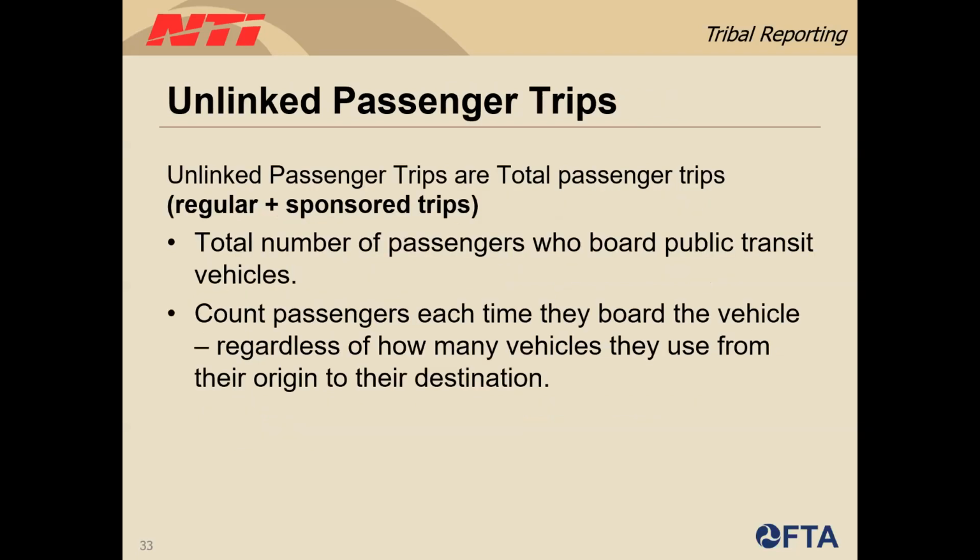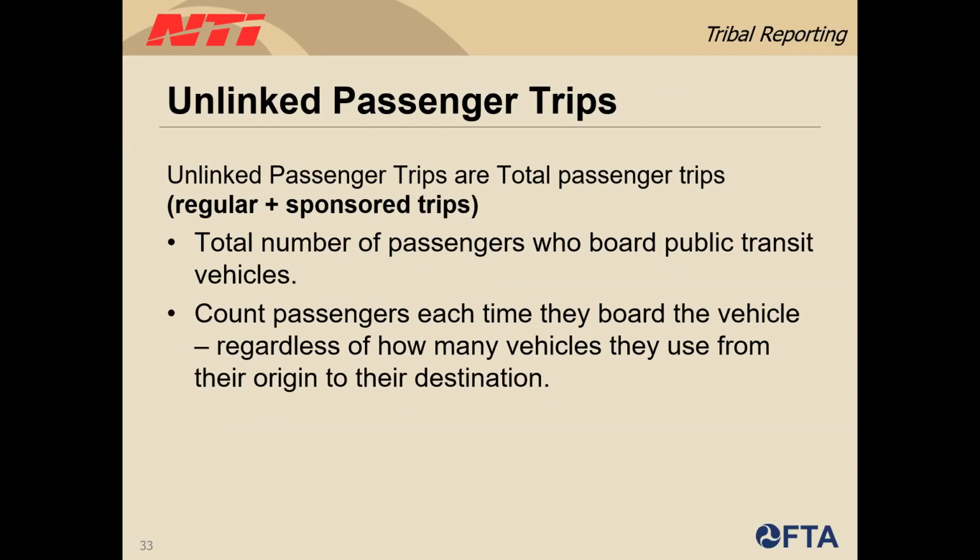All right, unlike passenger trips. So we went through what is and what is not vehicle revenue miles and vehicle revenue hours. Another point of service that we are collecting every year from pretty much everyone is unlinked passenger trips. This should represent the number of passengers boarding during the reporting period, and they are counted each time they get on the vehicle. So no matter how many vehicles they use from their origin to their destination, they should be counted each time they board that vehicle.